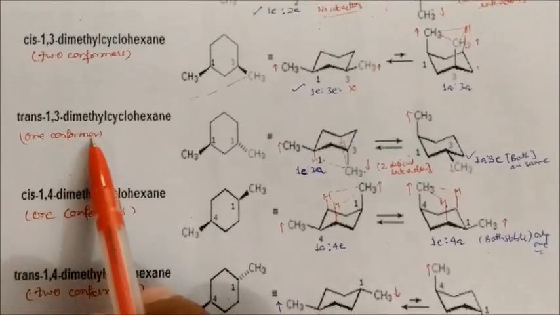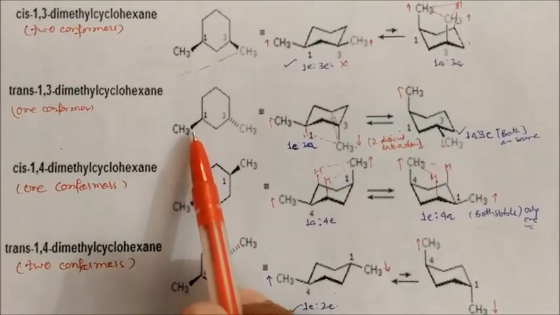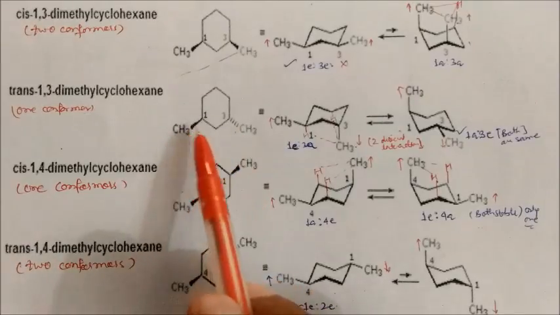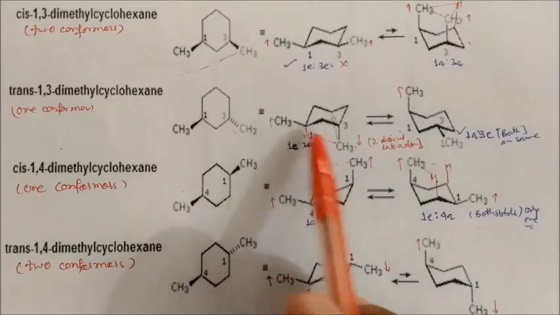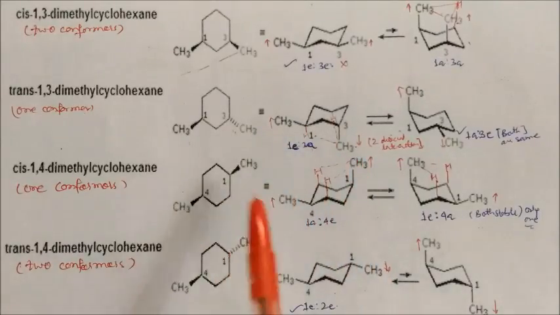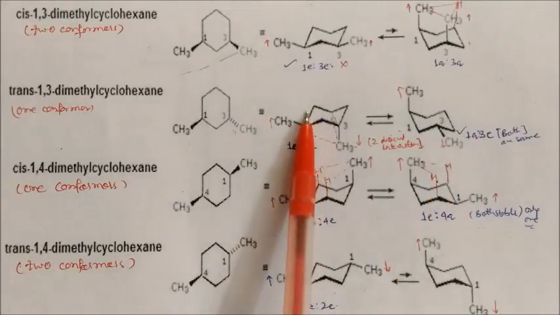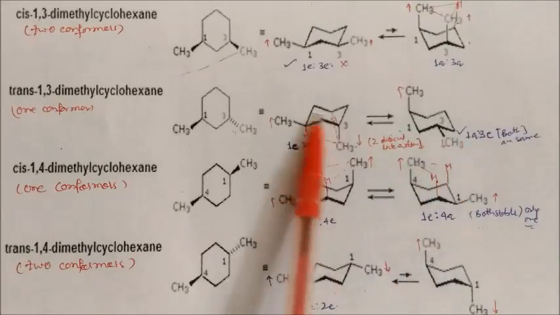In trans-1,3-dimethylcyclohexane, what happens in this case? This methyl, this methyl, one is up, one is down. So this is your up and this is your down. It becomes 1E, 3A, the axial 1,3A. Similarly, if you flip it, this becomes axial and this becomes equatorial. So both are almost the same structure.